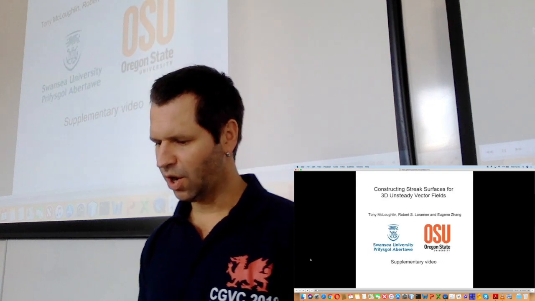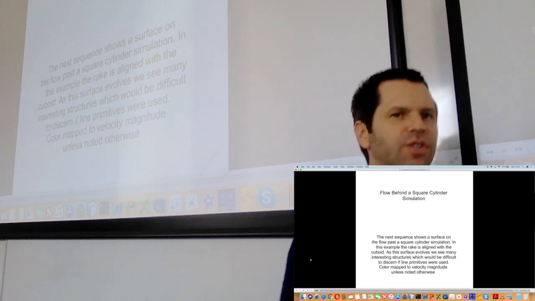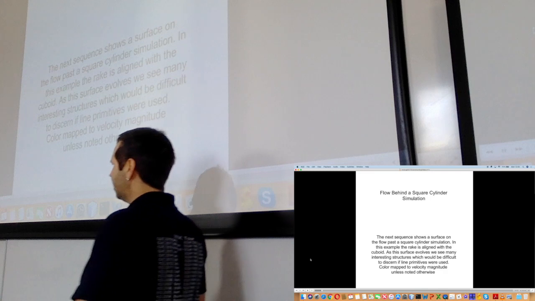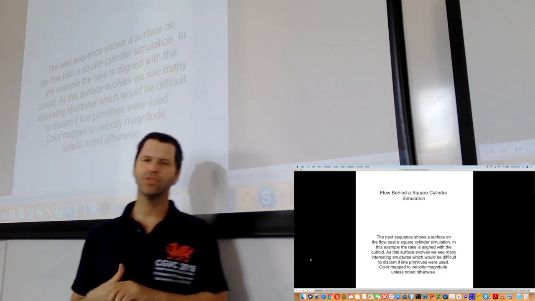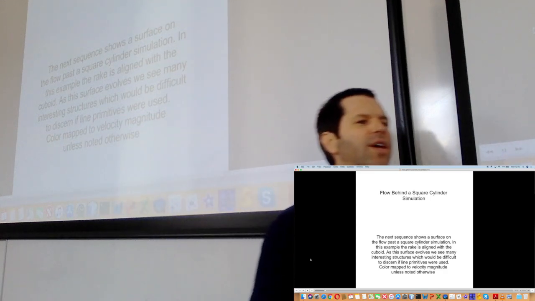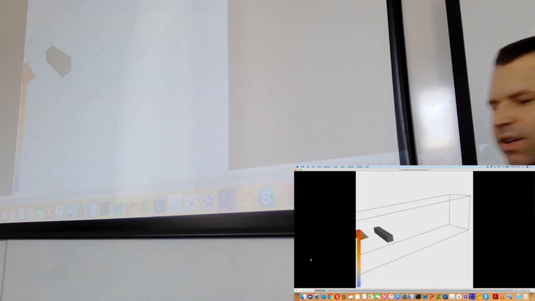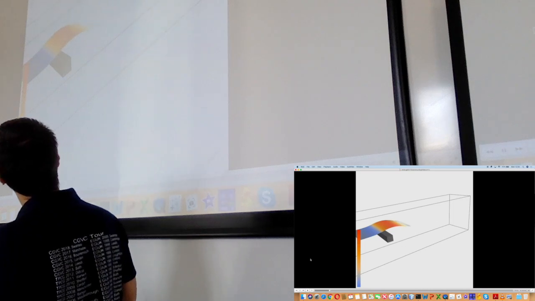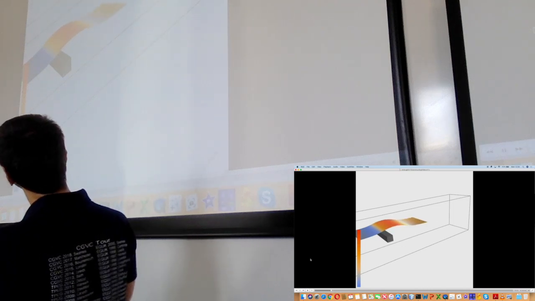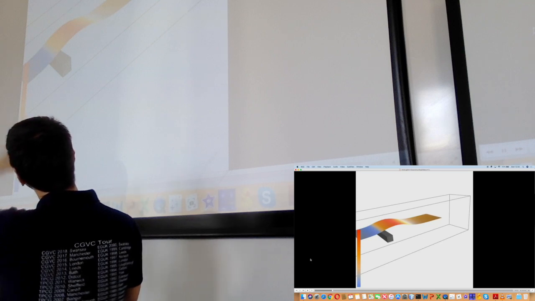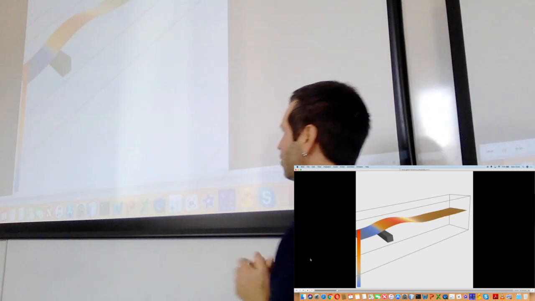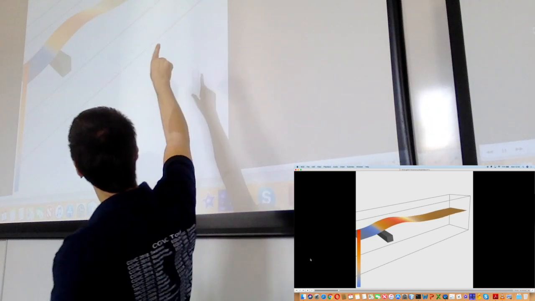So this is on the topic of, surprise, surprise, streak surface construction. On Monday evening, we went over stream surface construction, and today is a follow-up lecture on the topic of streak surface construction. What you can see there is a streak surface. There's flow coming in from this side, moving past the square cylinder, and then having different kinds of consequences or interactions with that square cylinder after it passes.